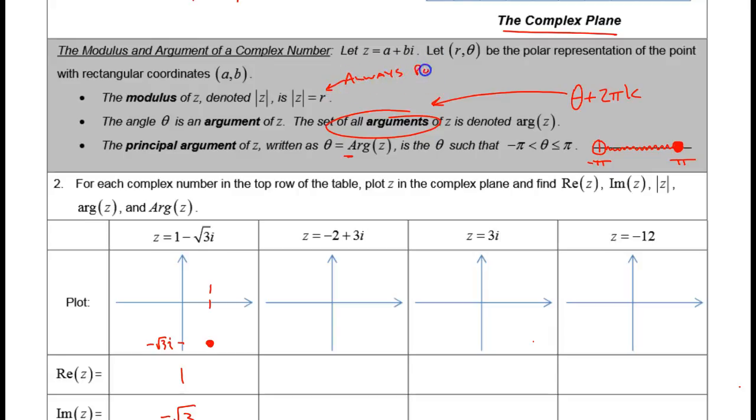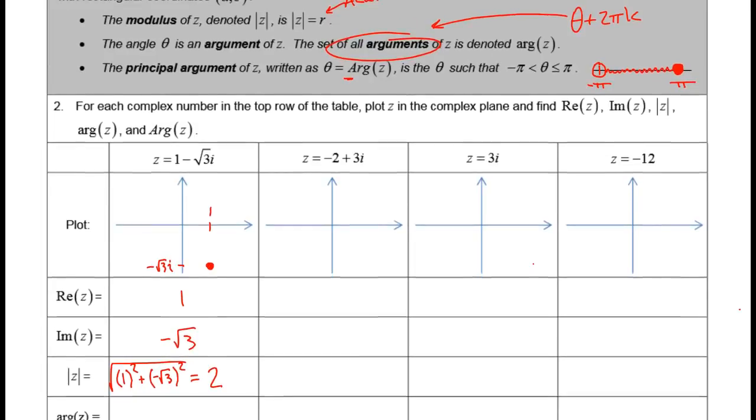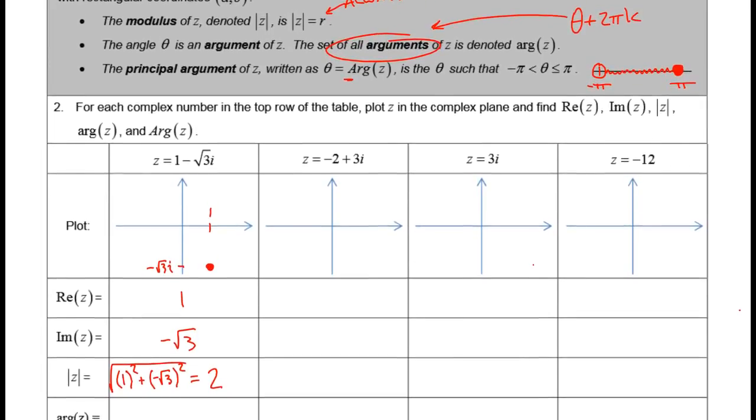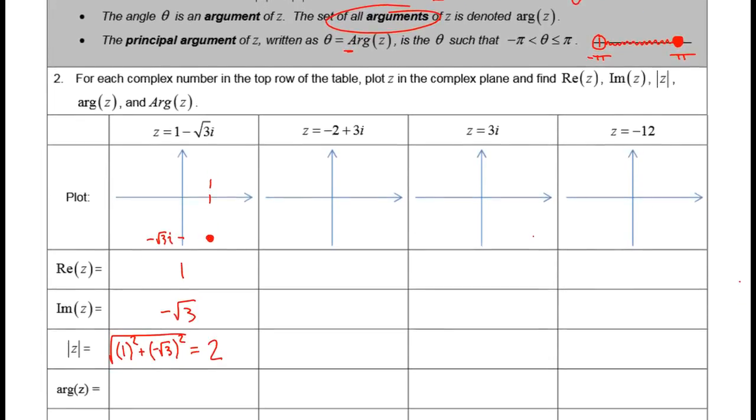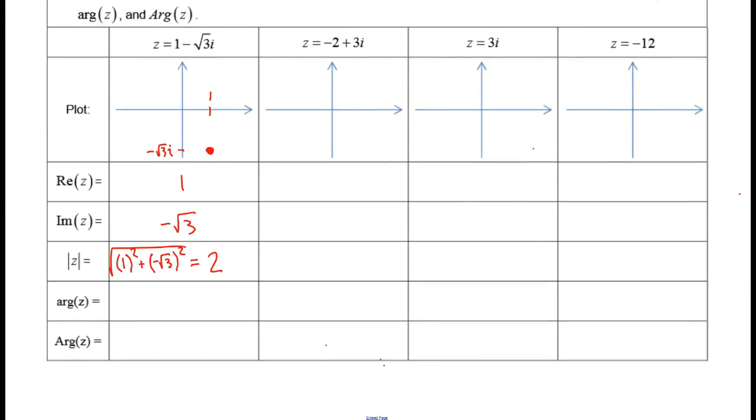Always positive. And I know we talked in some of our work with polar coordinates that we could have negative r values. I think we're going to be keeping the modulus positive at all times. I can't think of any examples where it'd be negative, but maybe we'll see one in the future. But for now, assume it's always positive.